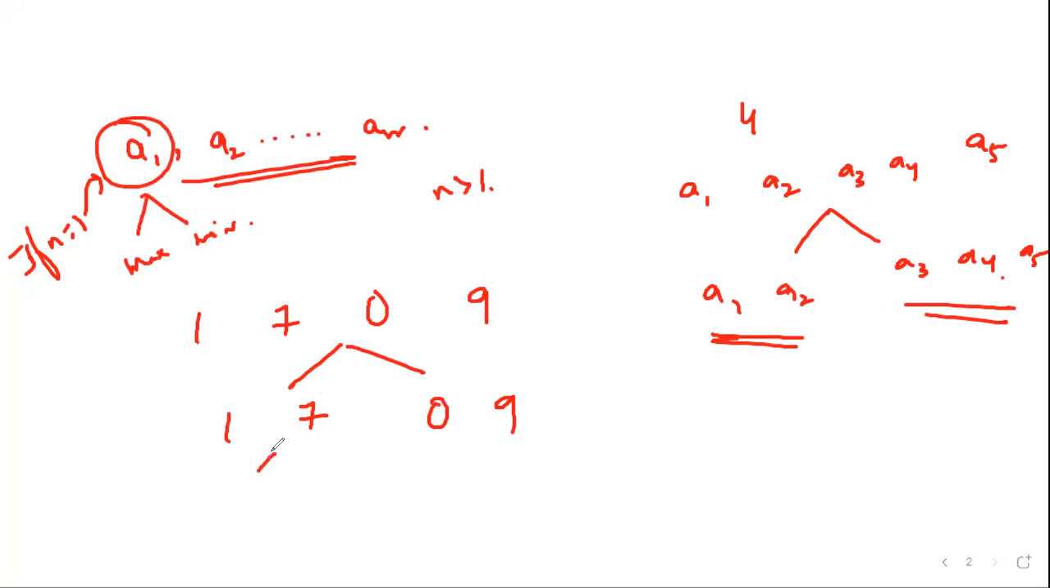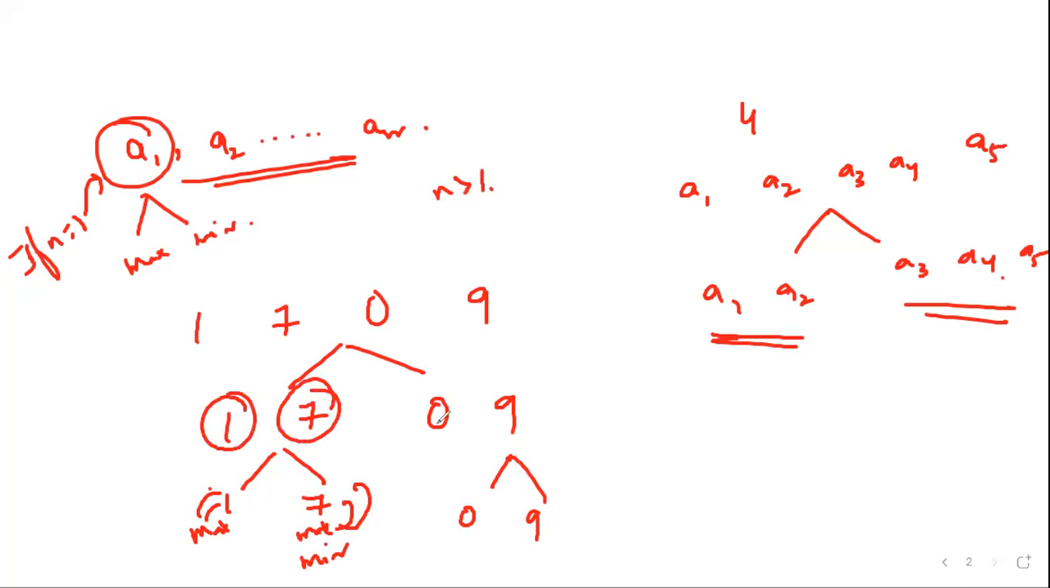Again, here I will divide it into 1, 7, 0, 9. Right now the maximum and minimum are both 1 in this case. In this case, maximum and minimum is 7, and so on. Now from this, we have to select among 1 and 7, which is the maximum: 7 is the maximum, and 1 is the minimum. This way we will do it over here also. This is the minimum, and for maximum, these are the maximum elements.